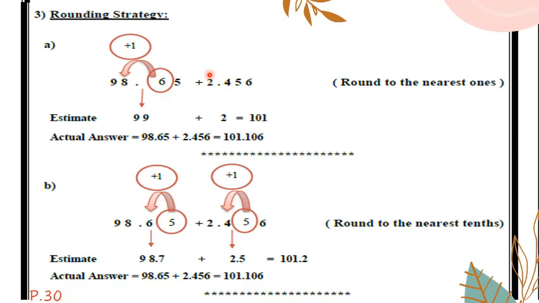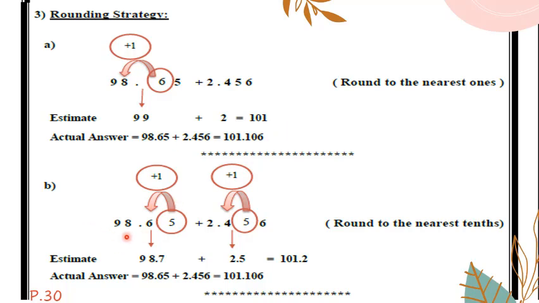So the strong numbers, 5 or more, get the number 1 more. 4 or less, just ignore and keep the number as it is. So 99 plus 2, it will be 101. Then I will make adding for these two numbers in a draft. 98.65 plus 2.456. So it will be 101.106. So what do you notice here? That the estimate is closer to the actual answer.